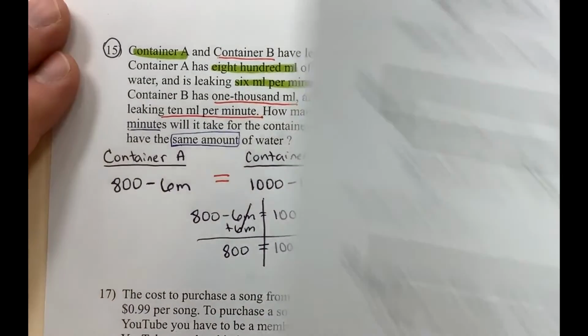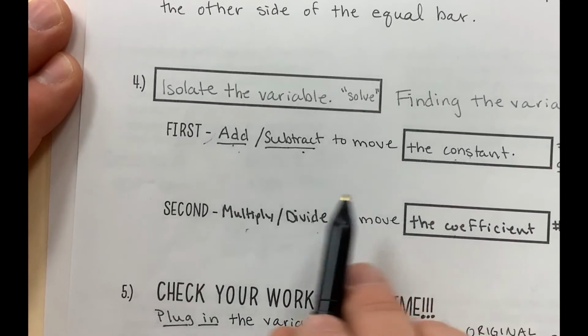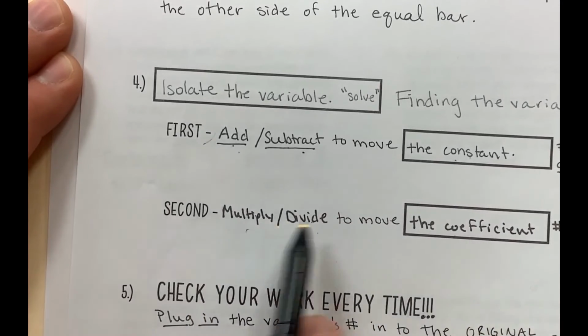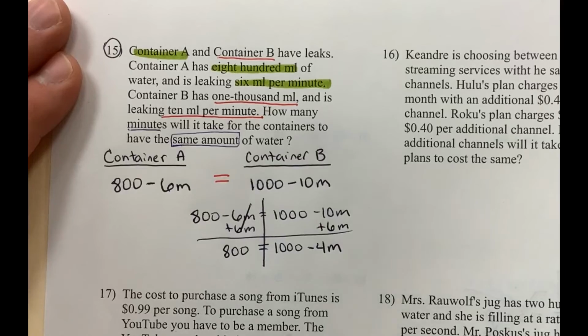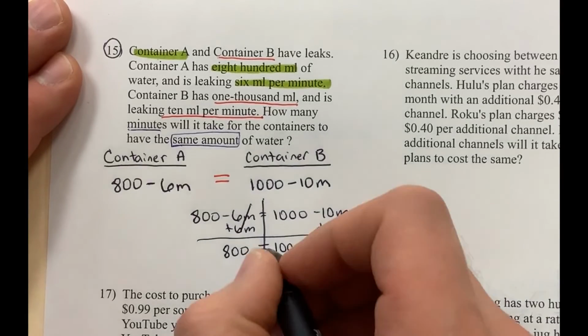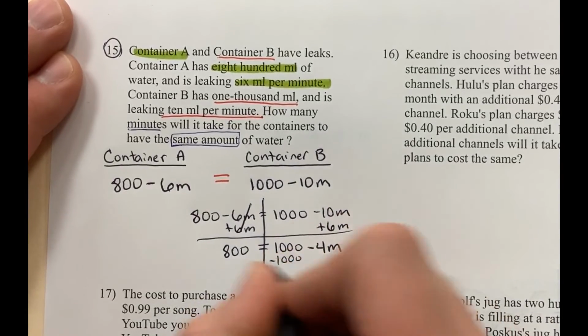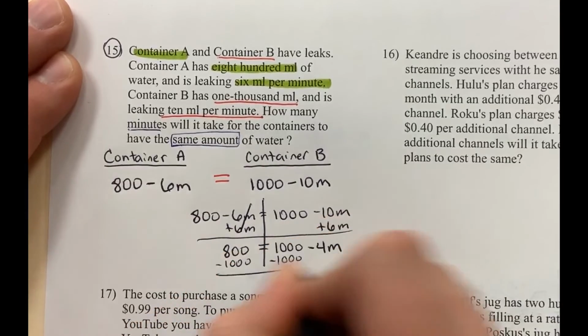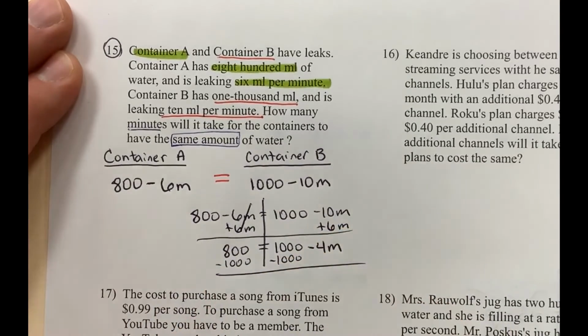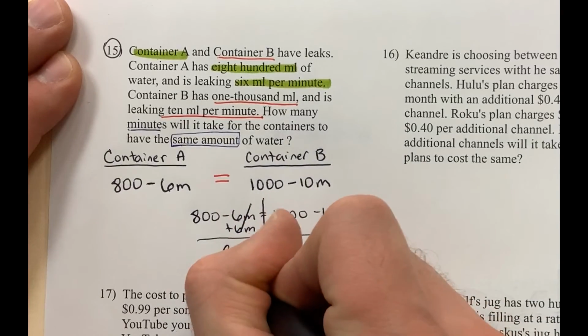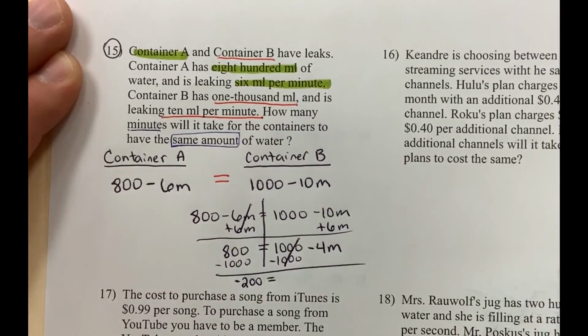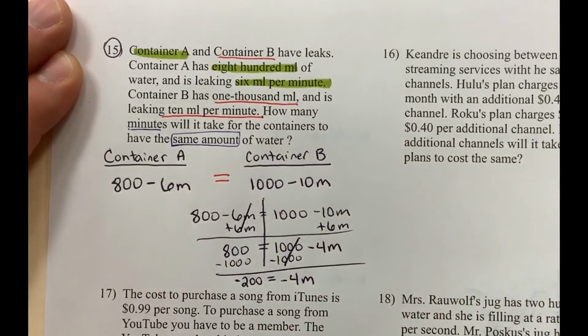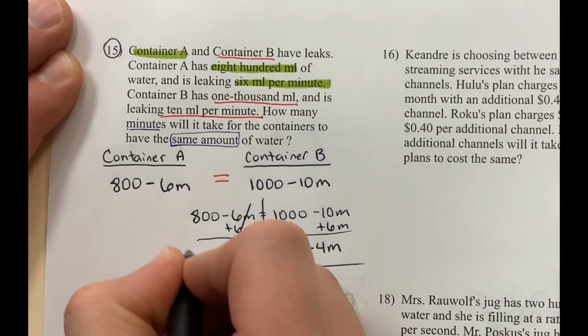And now I'm literally just going to finish this out. Move my constant by addition, subtraction, move my coefficient by multiplication and division. So let's do it. Here's my constant, number not attached to a variable. It's a positive 1,000, so I do minus 1,000 on both sides. 800 minus 1,000, that's going to go ahead and give me a negative 200 equals, those cancel, and I got my 4m right there. Now I'm running out of room here, so I'm just gonna rewrite this.